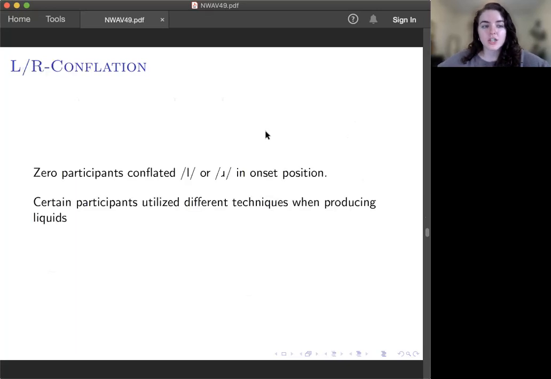And for LR conflation, 0 participants conflated L or R in onset position. Certain participants did utilize different techniques when producing these liquids, and we'll talk about those in more detail in the discussion section.